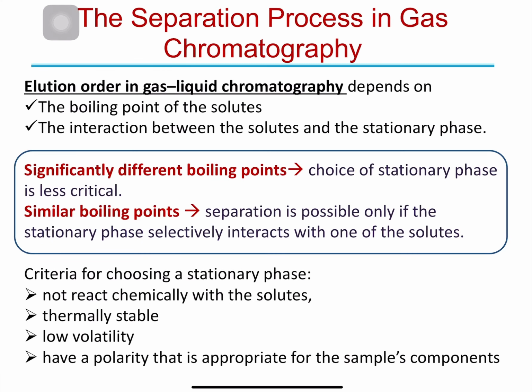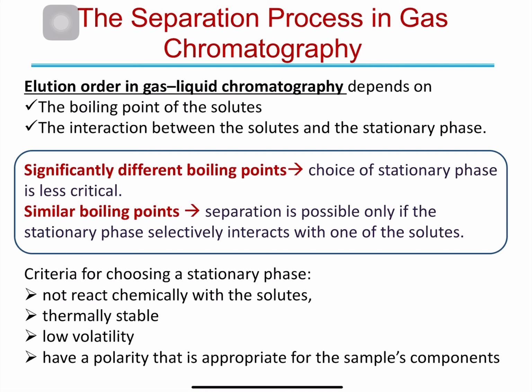Now moving on to the final thing about gas chromatography, which is the separation process. So what is the elution order in gas liquid chromatography? The elution order will depend on two things. The first one is the boiling point of our solutes. The second one is the interaction between the solutes and the stationary phase. So if you have different components in your sample and they vary greatly in their boiling points, then they can be easily separated from each other using gas liquid chromatography, and the choice of the stationary phase will not be a big problem. You can use any stationary phase to elute these different components because they can be easily separated based on their boiling point.